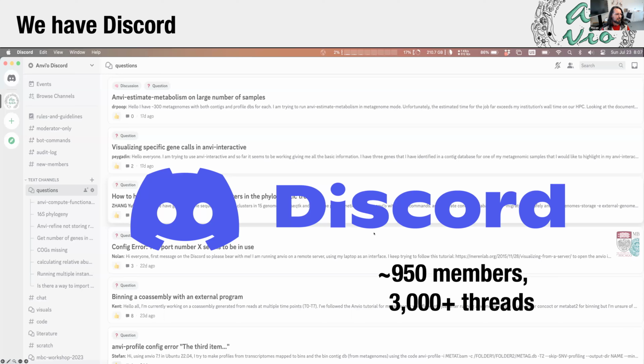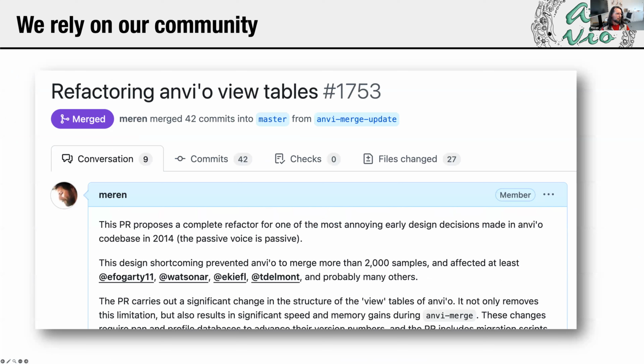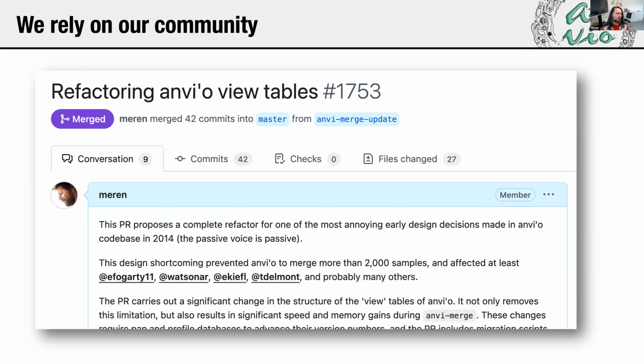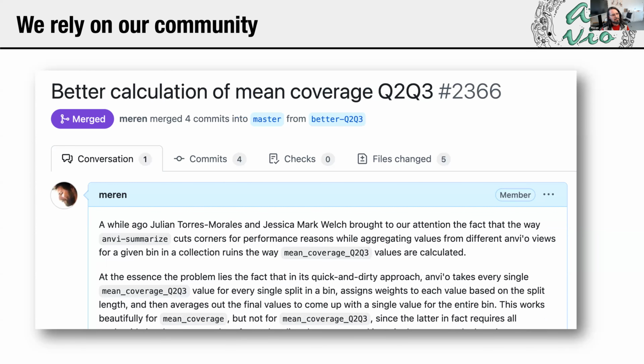But there are lots of individuals in this community that help each other, and that's very encouraging. In addition to these discussions and workshops, we literally rely on our community to implement new features in Anvi'o. For instance, people ask for things, and then we create these pull requests to propose new features to advance Anvi'o, from some very essential features to more recent ideas by suggestions from our colleagues.